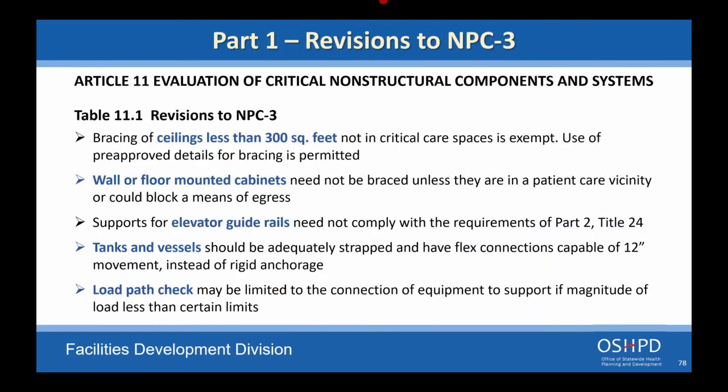It will include bracing of ceilings of less than 300 square feet, wall and floor mounted cabinets, elevator guide rails, tanks and vessels, and the load path check may be limited to connection of the equipment to support equipment. Okay, I went through that pretty quick, but everything's going to be here for you to read. I'm not a structural engineer, but these are the basic requirements of the operational plan.